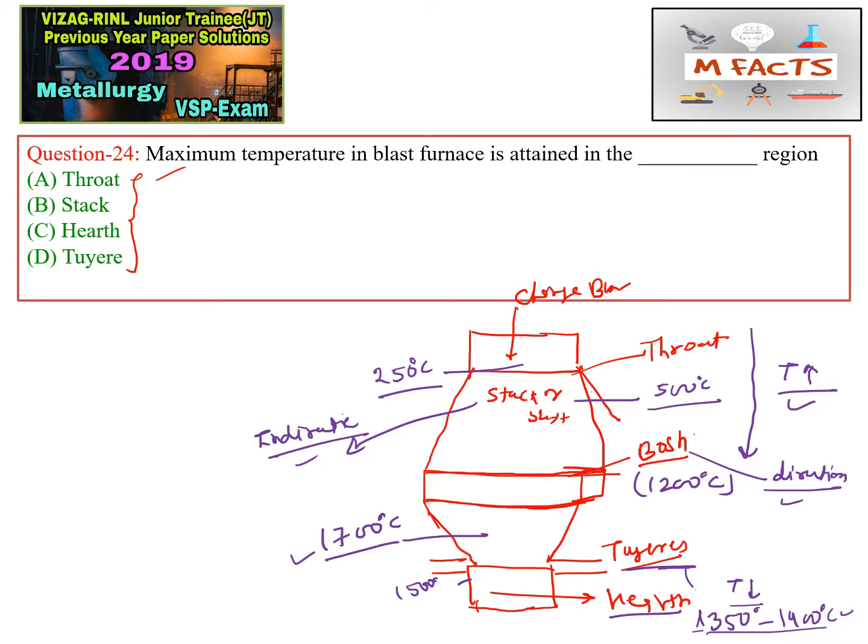From here we can observe that the throat has the minimum temperature. The stack also has a low temperature, because stack and shaft are the same thing, and that is where the indirect reduction takes place. The hearth is at 1350 to 1400 degrees centigrade, and the Tuyere region is about 1700 degrees centigrade. So the correct answer for this question is the Tuyere level. The maximum temperature in the blast furnace is attained in the Tuyere region, so option D is correct.